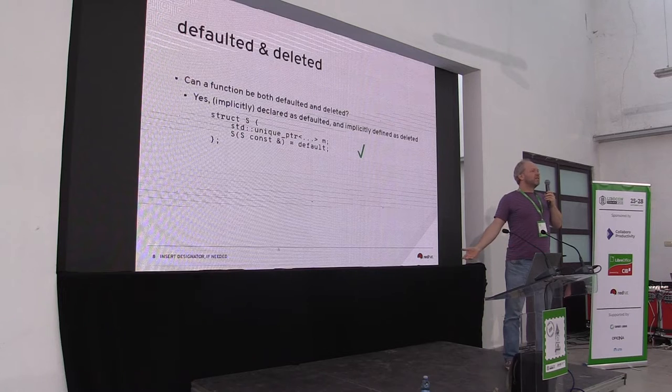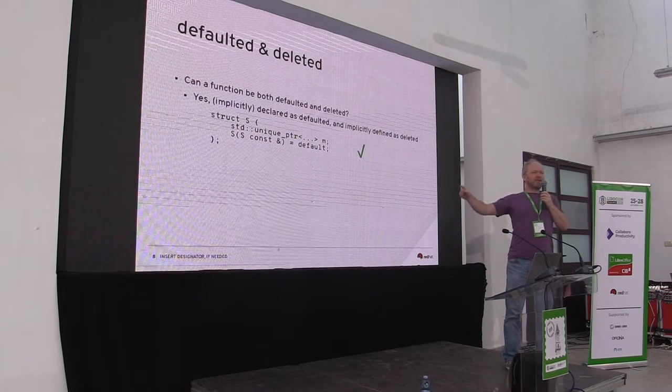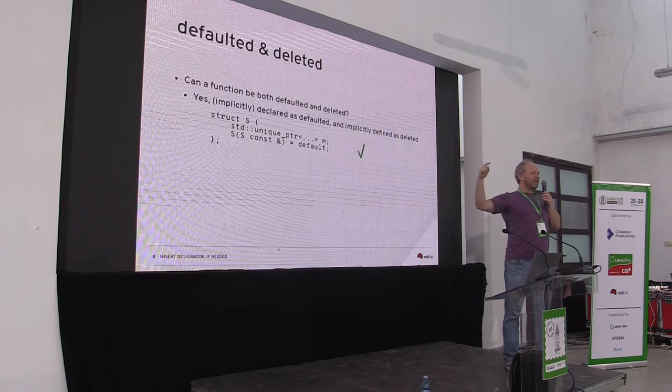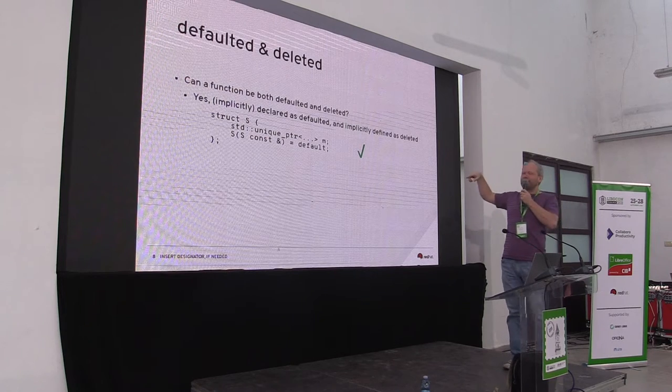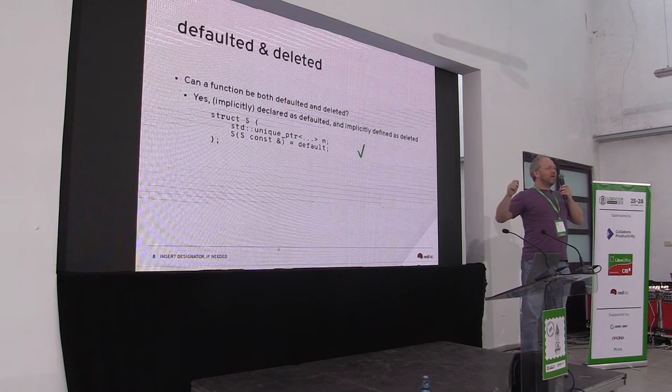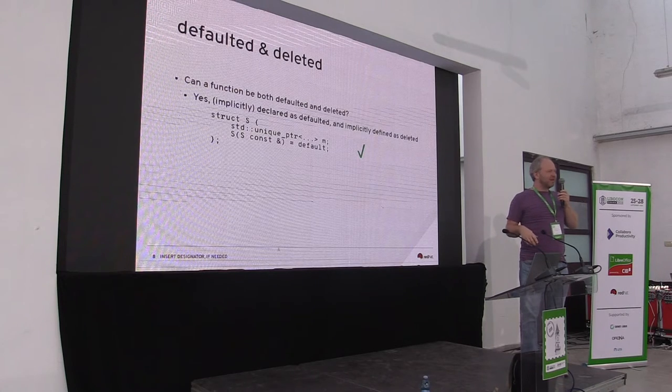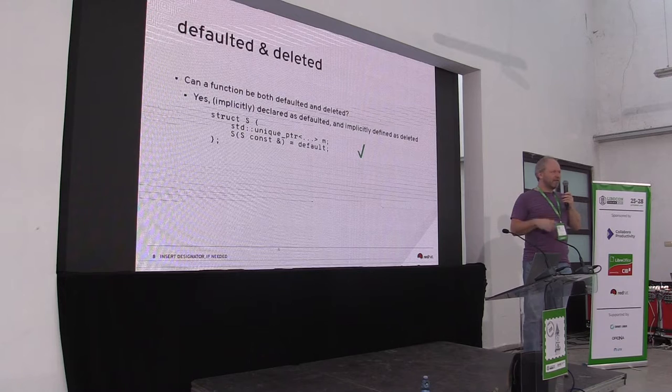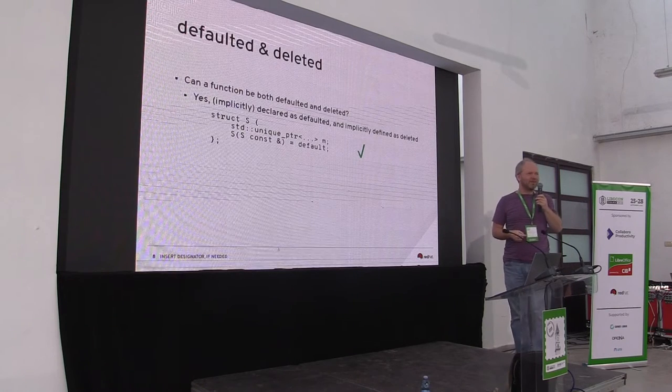No, it just defines it as deleted. So you declare it as defaulted, and if the contract can't be implemented, because there's no way to implement a copy constructor or a destructor or a default constructor, because one of the members or one of the base classes doesn't have this operation, then the compiler will just say, okay, you want it, I give it to you, but defined as deleted. The default is deleted, that's what happened. Exactly. If it can't implement it for you, then it just implements it as deleted.